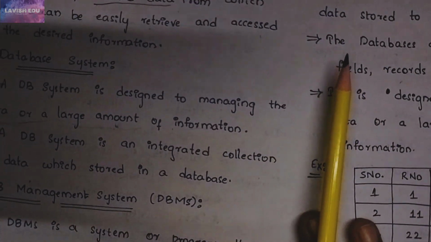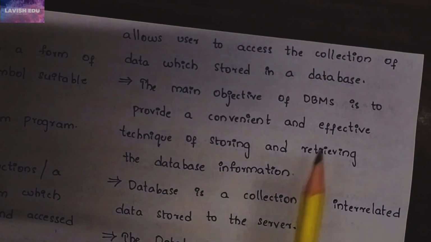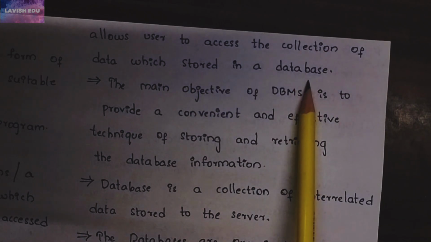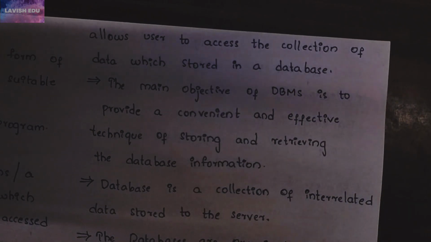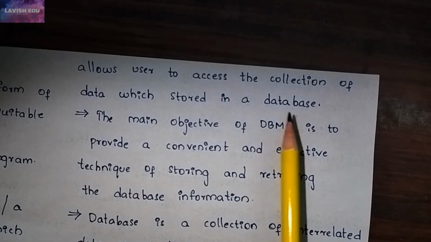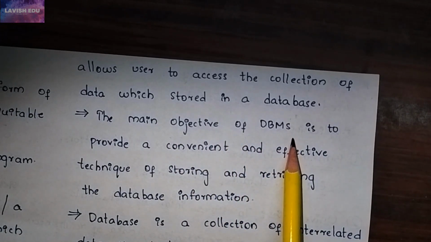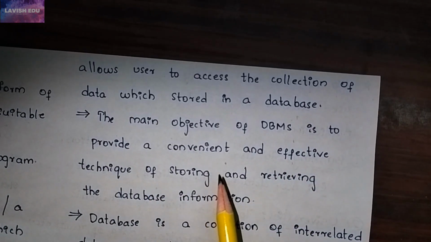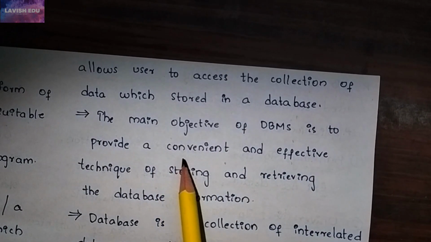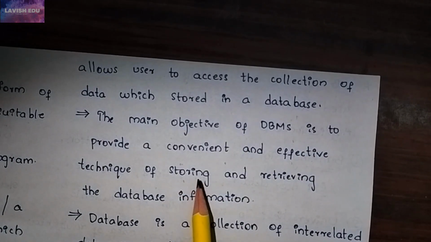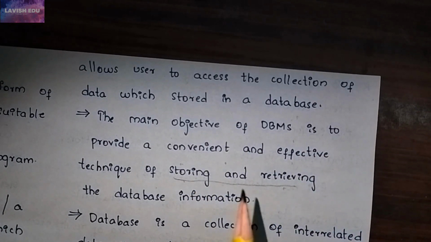A database management system is a system or program that allows users to access the collection of data which is stored in a database. It helps us store the data in the form of collected data in the database. The main objective of a database management system is to provide a convenient and effective technique of storing and retrieving the database information. As we have discussed before, it makes us convenient by giving some techniques to store and retrieve our data.